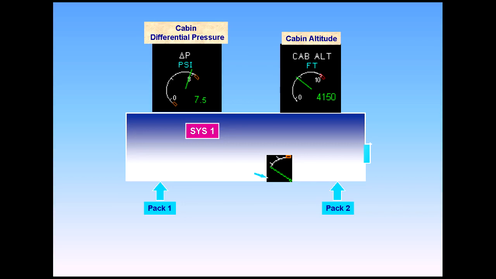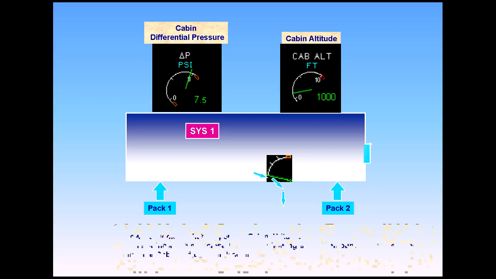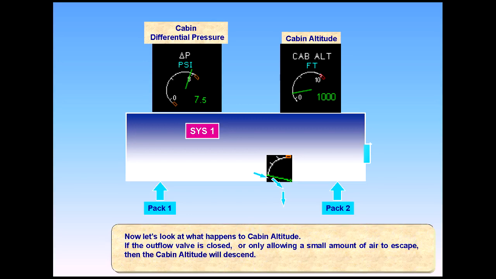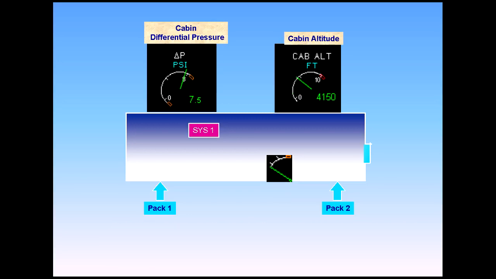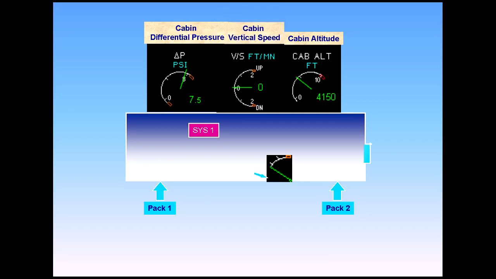Now let's look at what happens to cabin altitude. If the outflow valve is closed or only allowing a small amount of air to escape, then the cabin altitude will descend. We can also see what the cabin is doing by reference to vertical speed. When the outflow valve closes, the cabin altitude will decrease with the vertical speed.